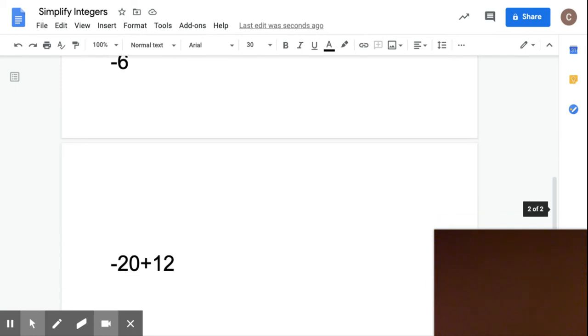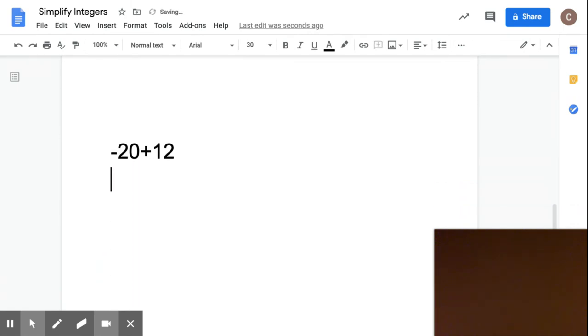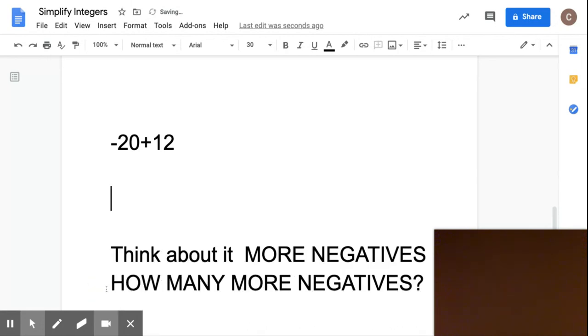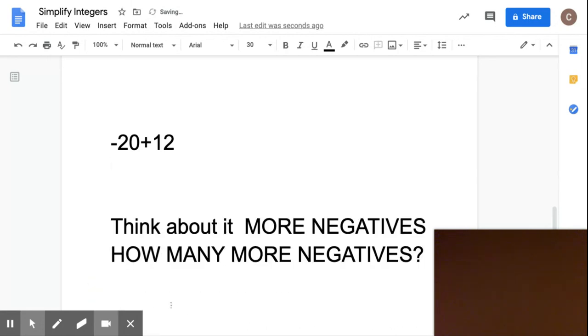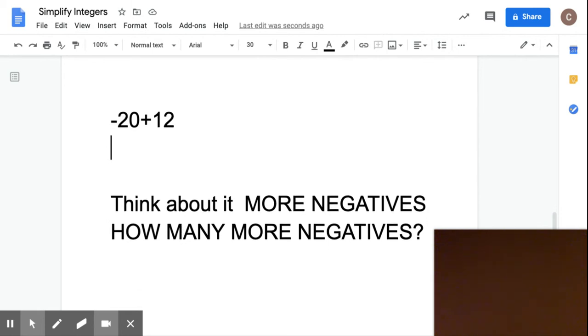Let's look at this one. -20 plus 12. Now you may not want to draw out all the negatives. Instead, let's simply think about it. Do you have more negatives or more positives? You have more negatives because you have 20 negatives and only 12 positives. How many more negatives? Think about it.